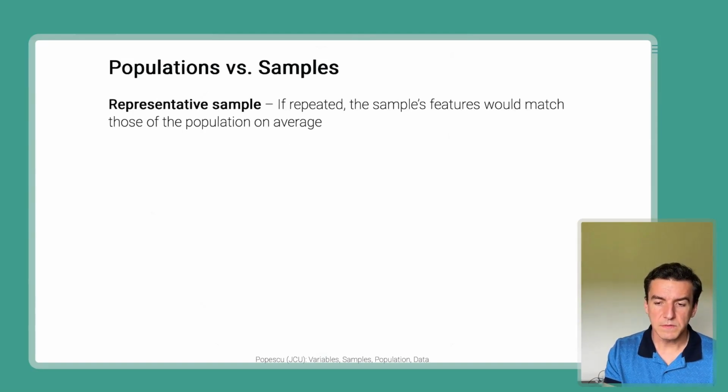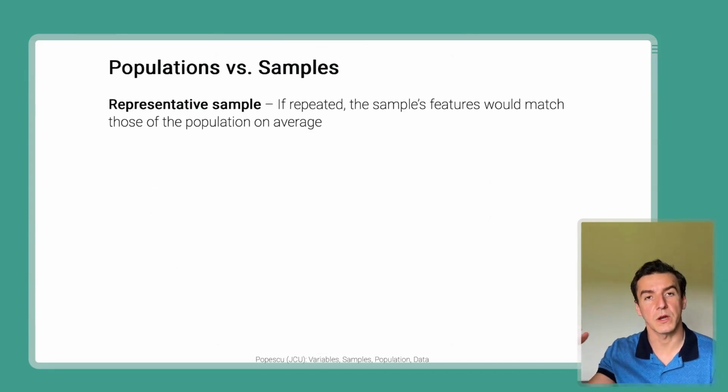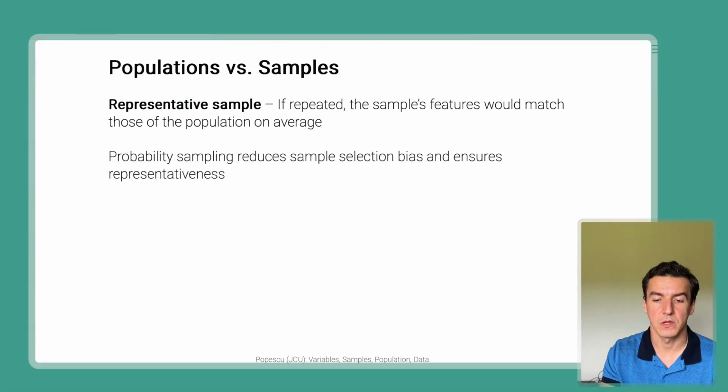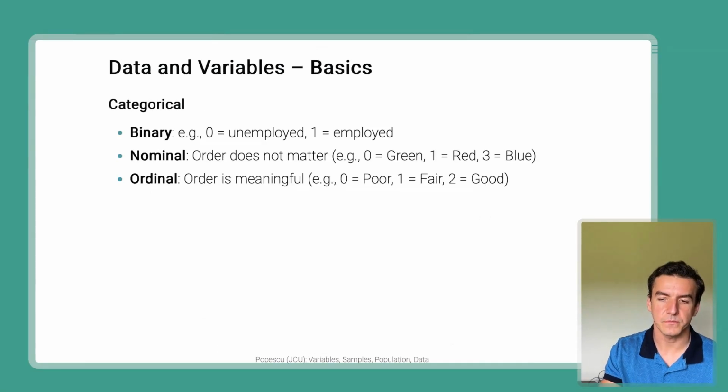A representative sample is a group that, if repeated, the features of the sample would match the characteristics of the population on average. The reason why probability sampling is an effective method is because it allows us to reduce sample selection bias, and it allows us to make sure that the group that we end up with is representative of the actual population.